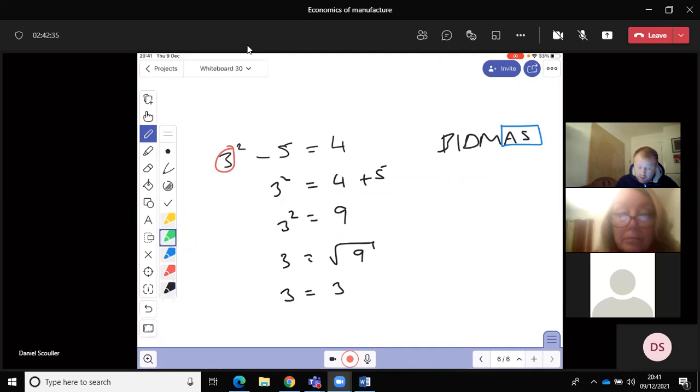Sorry, I never indicated what that was there. So there's no divide and multiply in this, so there's nothing to divide and multiply to take across. We've gone straight to the indices, taking that index across.